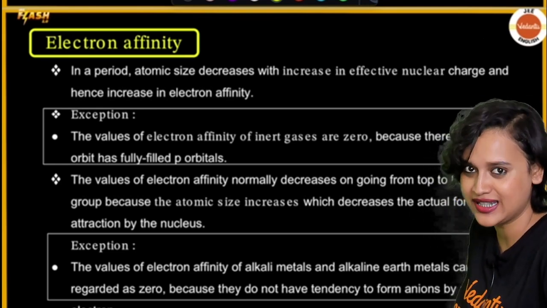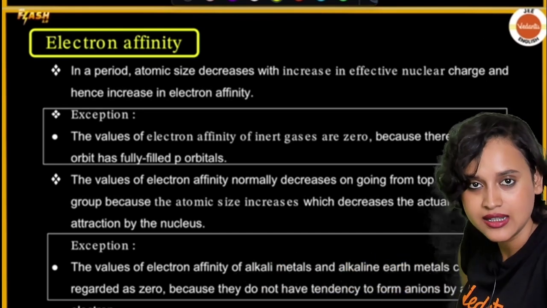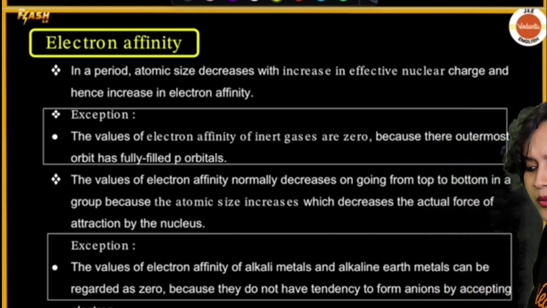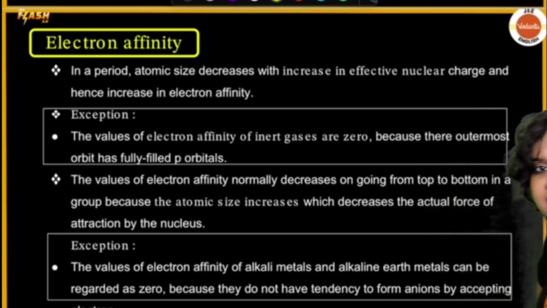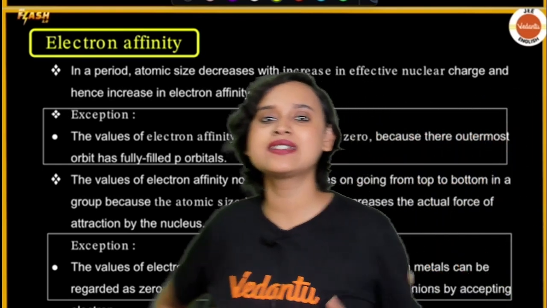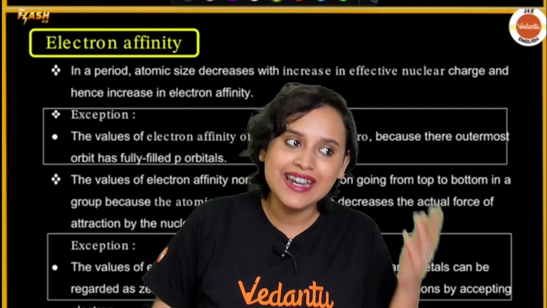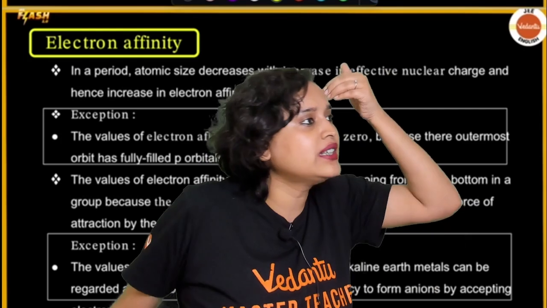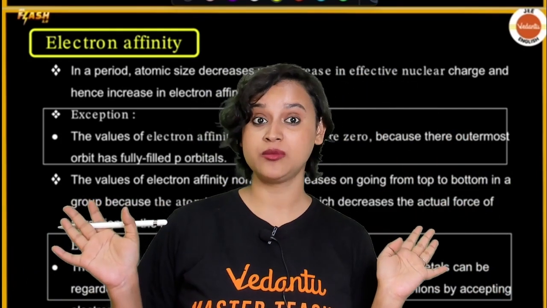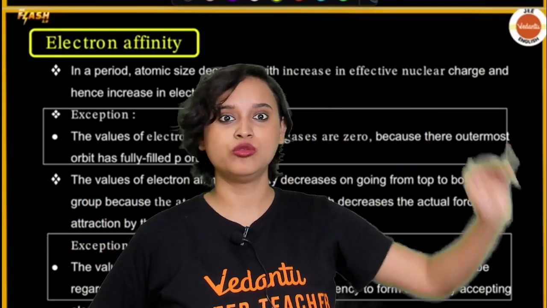Mystery is always there, right? The mystery is the values of electron affinity of alkali metals and alkaline earth metals can be regarded as zero again because they do not have the tendency to form anions. They never want to accept an electron. They're like, instead of me being in ns1 to ns2, I would rather give you that one electron and I will be the noble gas. That's better, more stability. Why should I have the fully filled stability when I can give away one electron and be a noble gas?